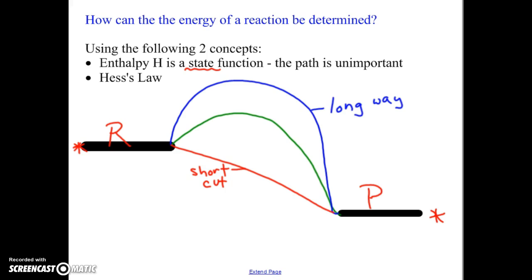So for that reason, enthalpy is said to be a state function, which means that where you begin, reactants, and where you end is all that is important, and how you get there is unimportant. That's what a state function means. So we are going to be looking at how we can calculate the change in enthalpy, delta H, for a reaction by two different methods.